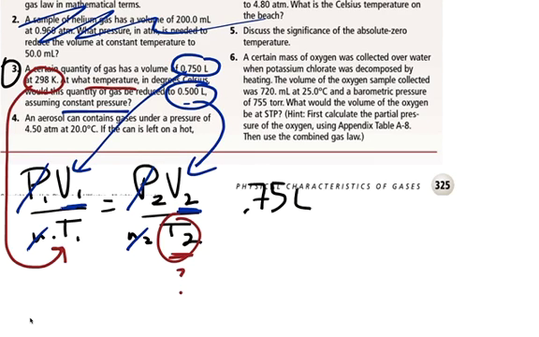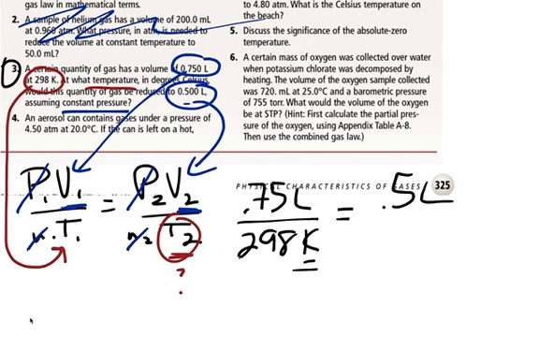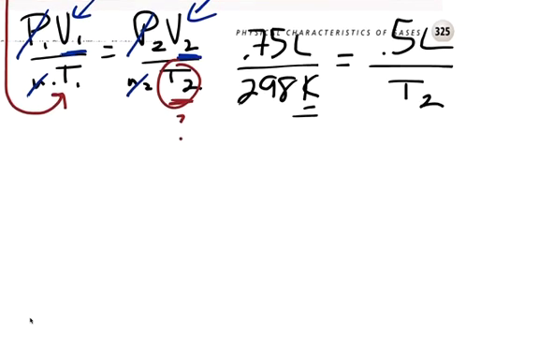So I have 0.75 liters over my initial temperature, 298 Kelvin. In our calculation, it has to be in Kelvin because we're doing proportionalities. We can't have anything that could potentially go into a negative value. It would not work or make any sense. So we're solving for a T2.